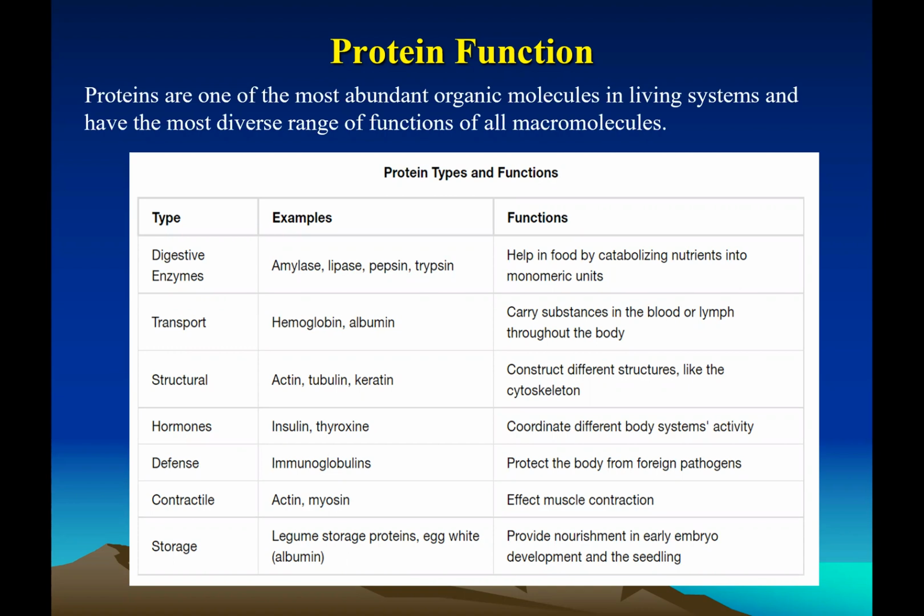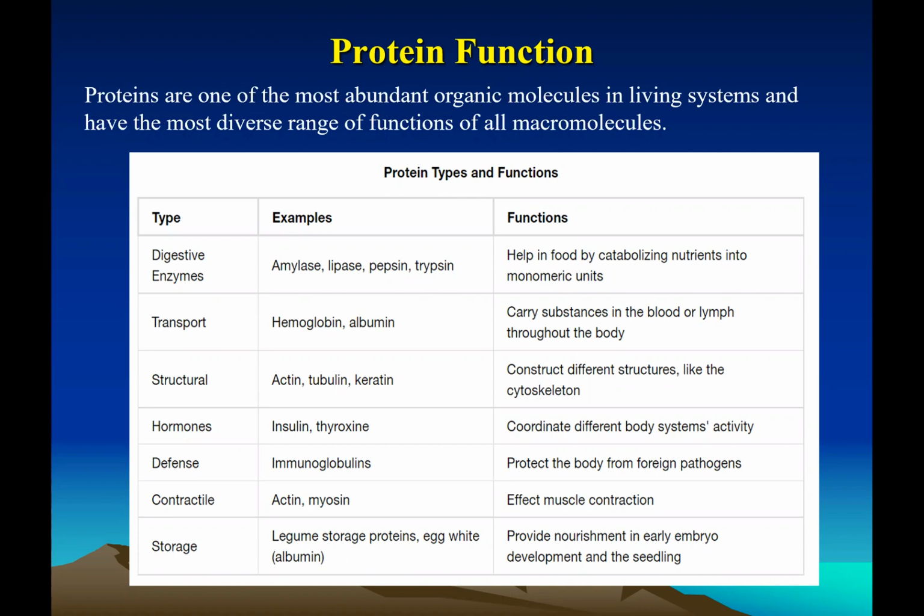Transport proteins in your body, like hemoglobin found in your red blood cells, will carry oxygen and carry substances in the blood and lymph throughout the body. They can be structural. For example, hair and nails are rich in keratin. Actin and tubulin form the cytoskeleton in a cell. The hormones in your body, like insulin that balances your blood sugar, are proteins. The immune system, all your antibodies and immunoglobulins, are all proteins. For movement and contraction, actin and myosin are proteins.